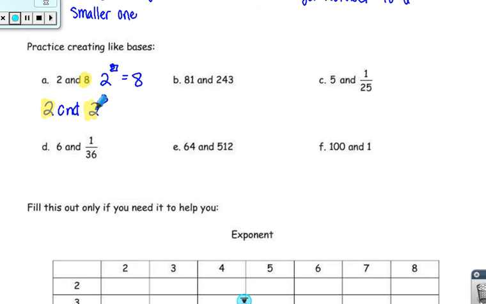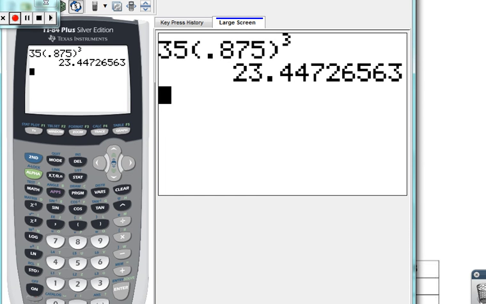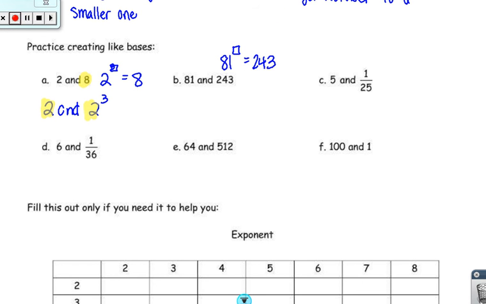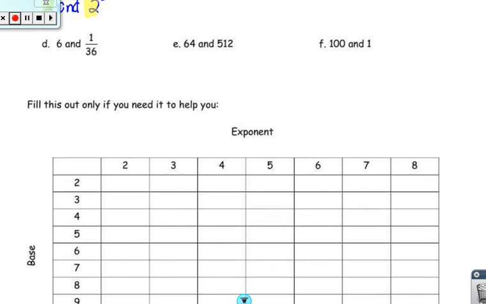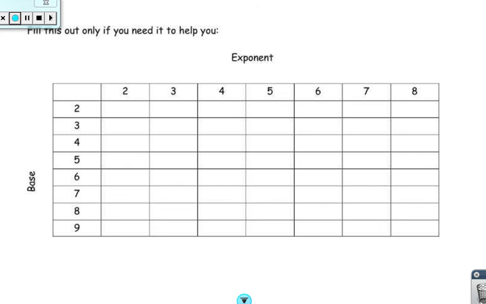Okay? 81 and 243. Can I take 243 and see, like 81 to the what would equal 243? Well, 81 to the second power is 6,561. So there has to be a number smaller than 81 that I could rewrite these as. So down below, if you notice, I put this chart on here, and you only really need to fill it out if it will help you.